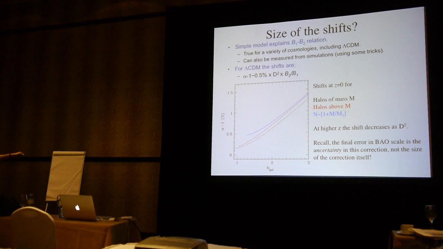Now, the important thing to take away from this plot is that it's not this number that really matters. This is the bias I know about, right? I can take this bias out. That was the whole point of doing this calculation. So it's the uncertainty in this bias that is the actual error that I worry about.